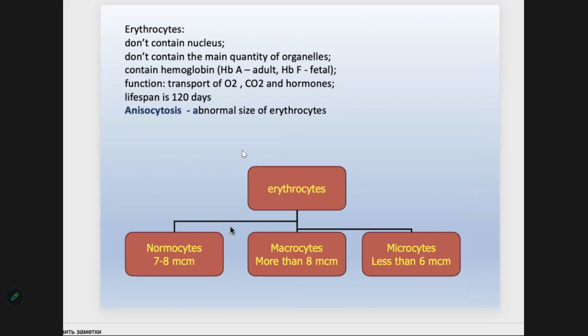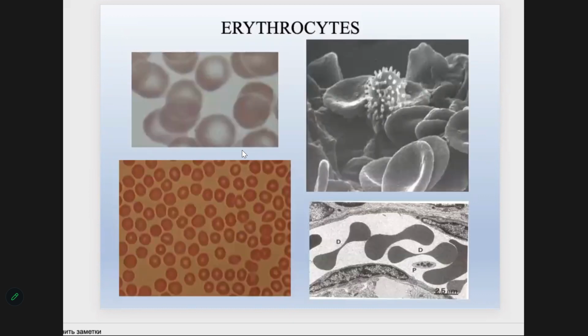In normal condition, the prevalent kind of erythrocytes is normocytes, 75%, macrocytes 12%, and microcytes 12% only. And the change in this proportion is named anisocytosis.